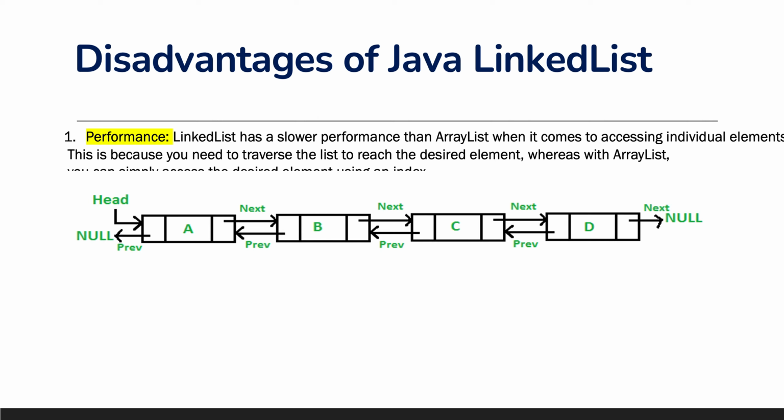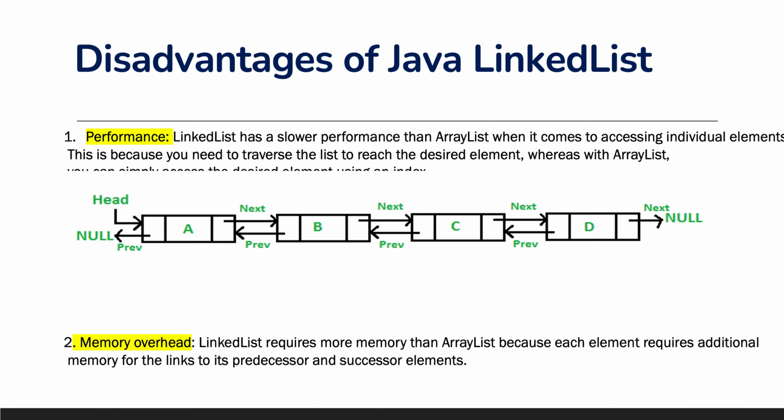So it is something like this. If you want to get the element C, we need to iterate from A to B, then B to C with the help of the pointer of the next node, and then we will be able to get the element. Next drawback in case of the linked list is memory overhead. Here, to store each element, it is required to store some extra information like the previous node and next node. So extra information is required to be stored in each node. Because of that, linked list uses extra memory. So this is another disadvantage of the linked list.